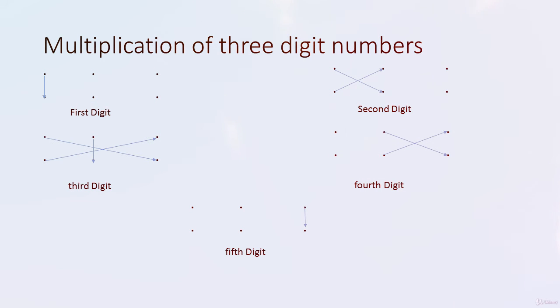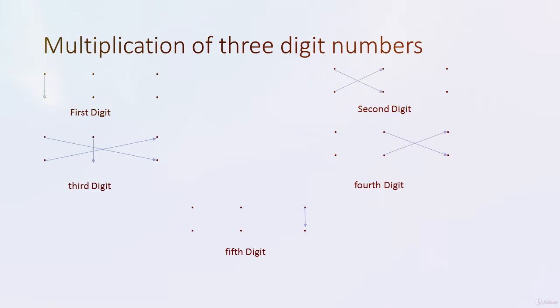The first digit is obtained by vertical multiplication of left hand side digits. The second digit is obtained by doing cross multiplications and adding them up between the first 2 rows or first 2 digits. The third digit is obtained by doing cross multiplications between the first digit and third digit and adding them up. And we also add vertical multiplication between the middle digits.